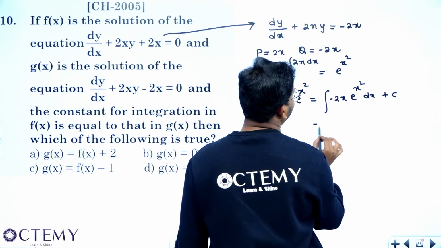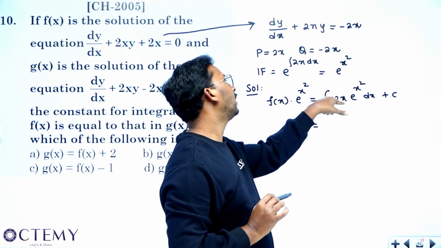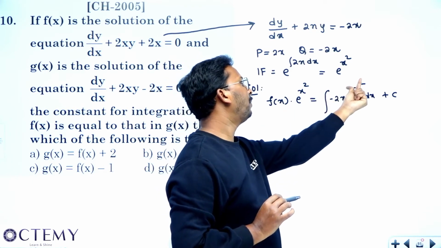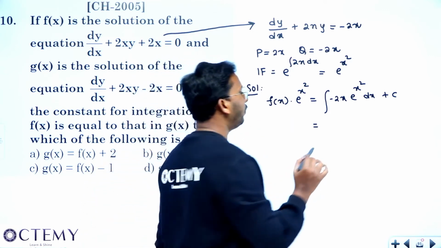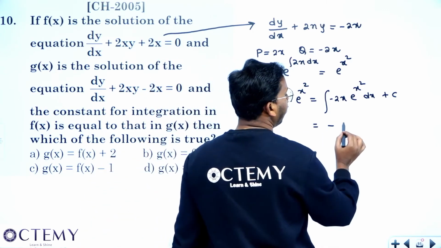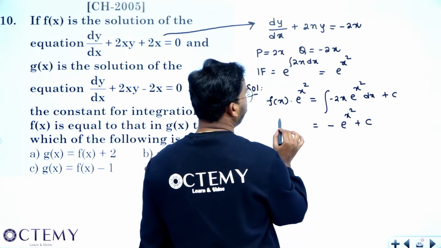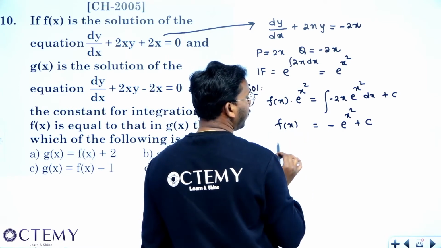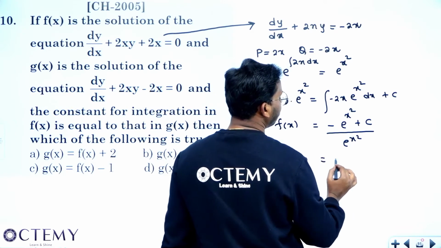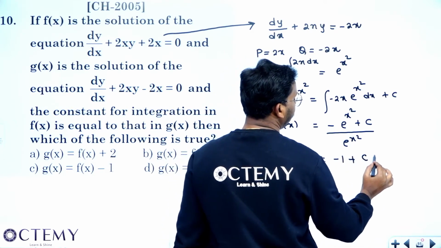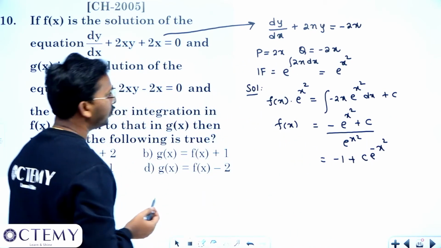Now if you find the solution of this, see sir, what is the differentiation of x square? That is 2x, which is here. So if I put x square equal to t, it will become e power t, right? The solution will be minus, which will stay, and it will become e power x square plus c, right? So what are you getting for f of x, sir? You divide it by e power x square. So f of x will be minus 1 plus c into e power minus x square, right? Very good. Now let us find the other solution, g of x.